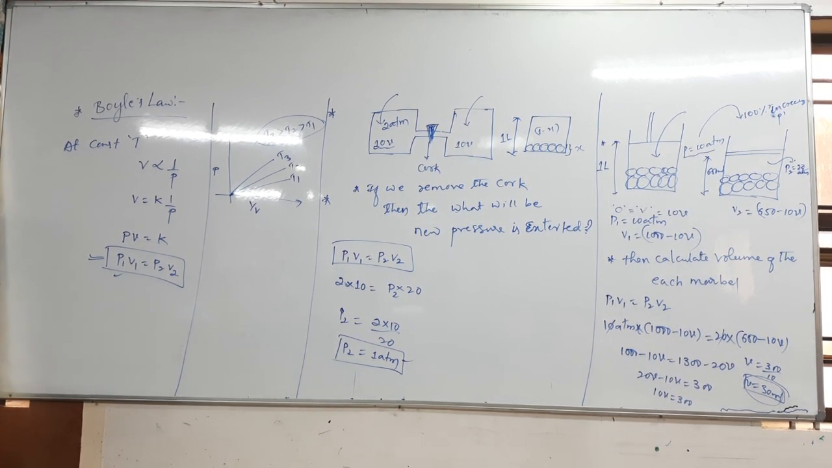A balloon is filled with 1 mole of helium at 0 degrees Celsius and 1 bar pressure. It will burst if pressure is decreased to 0.2 bar. What is the maximum volume of the balloon?